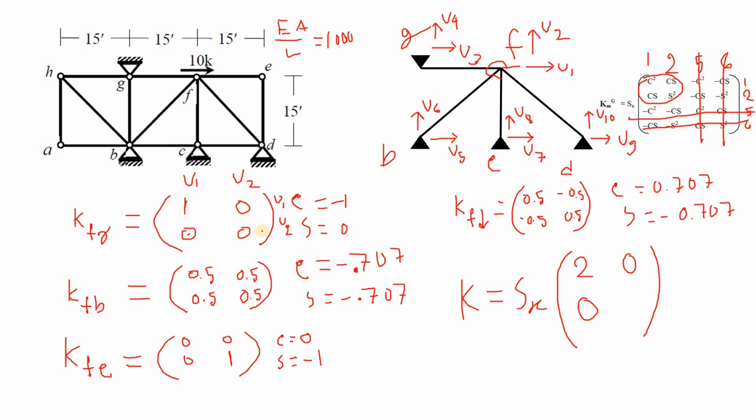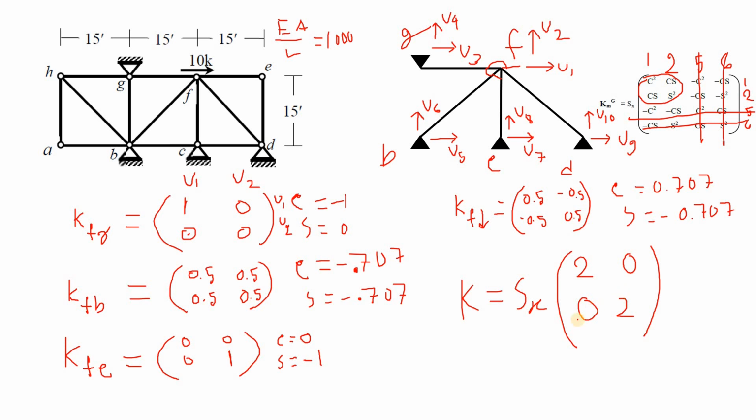So 2 by 2 is 2 and 2 is 0. Again 2 and 2 is 0.5 plus 1 plus 0.5. So 2 0.5s and 1 positive 1. So that's going to end up with 2. So this is the stiffness matrix for the entire truss.